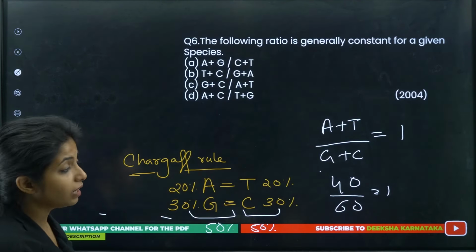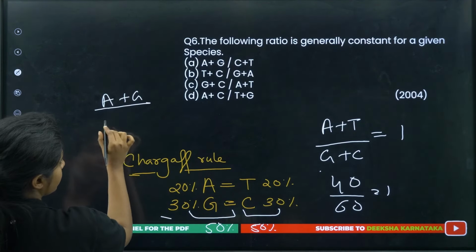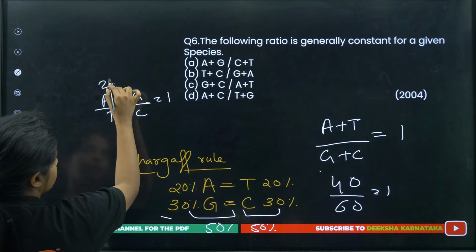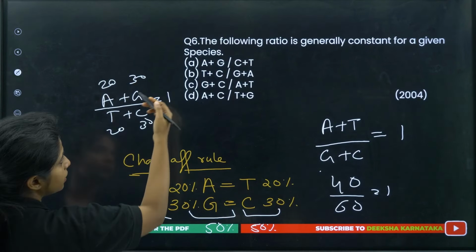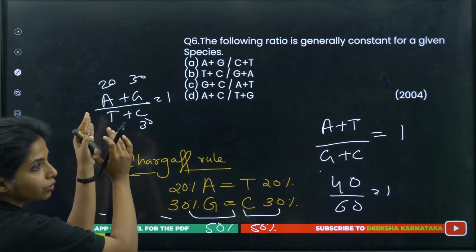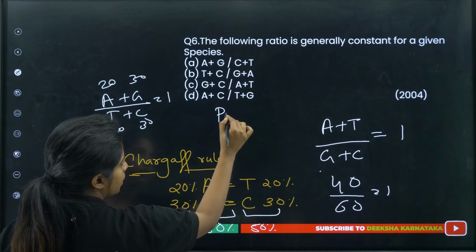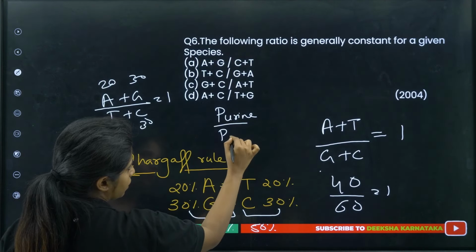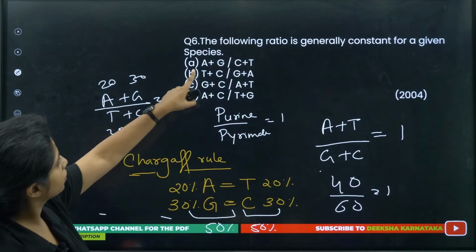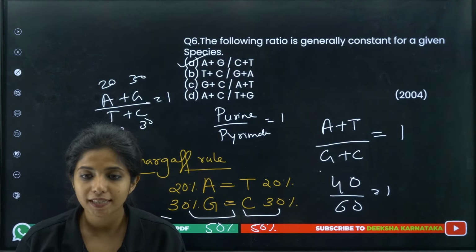No, but on the other hand, if I take A plus G divided by T plus C is equal to 1, is it correct now? This is 20, this is 30, this is 20, this is 30, so 50 by 50 is equal to 1. So the amount of purines by the amount of pyrimidines will be constant. Please remember that this is Chargaff's second rule: purine by pyrimidine is equal to 1. Now let's check for it. You want a constant? The answer is this.